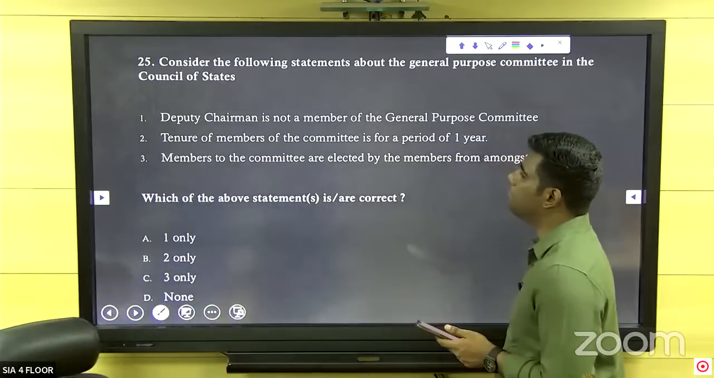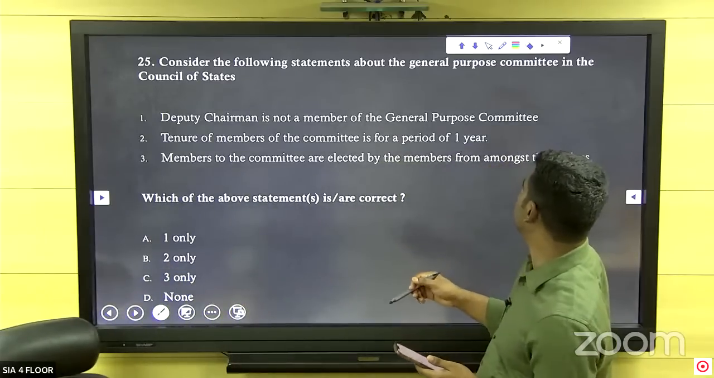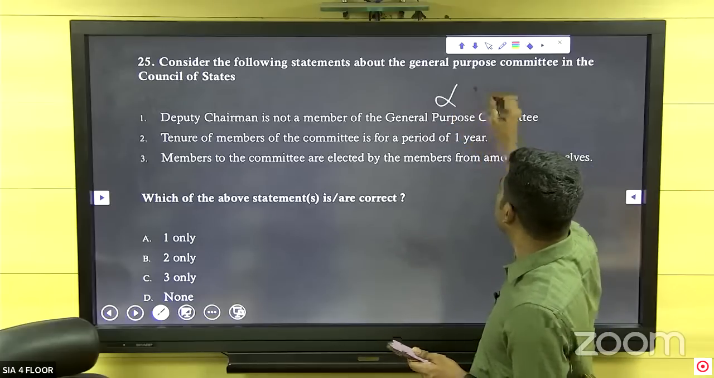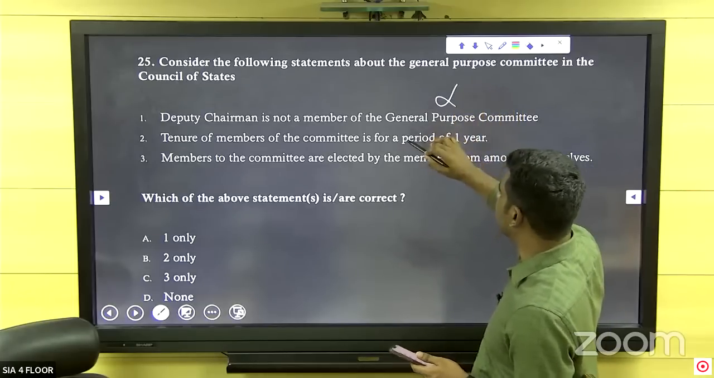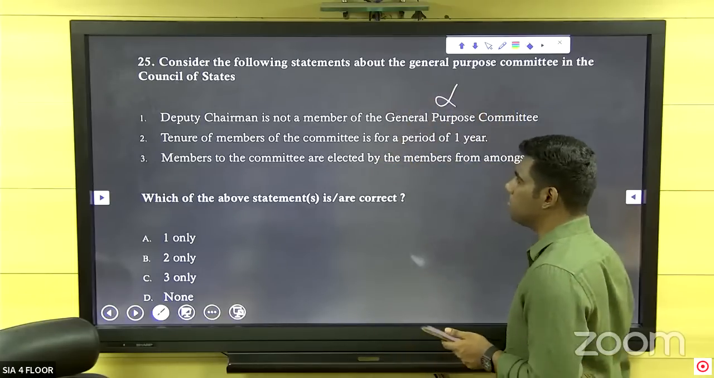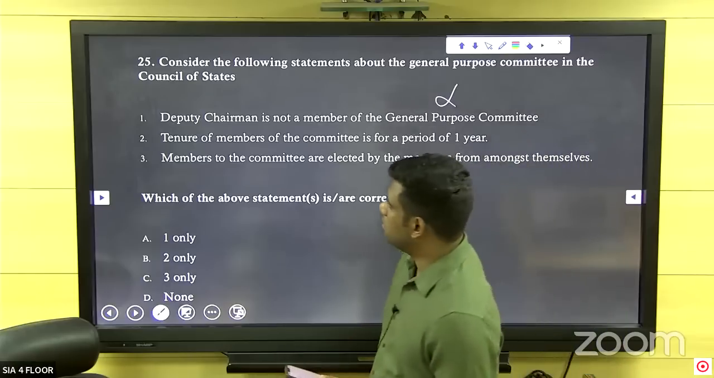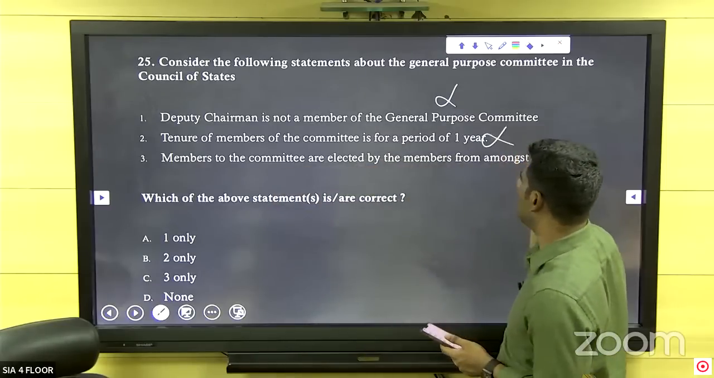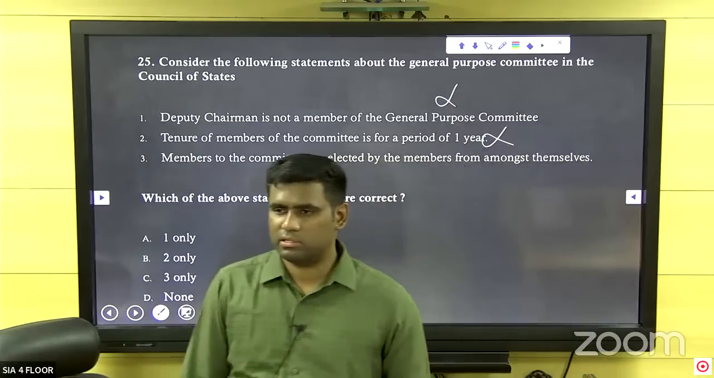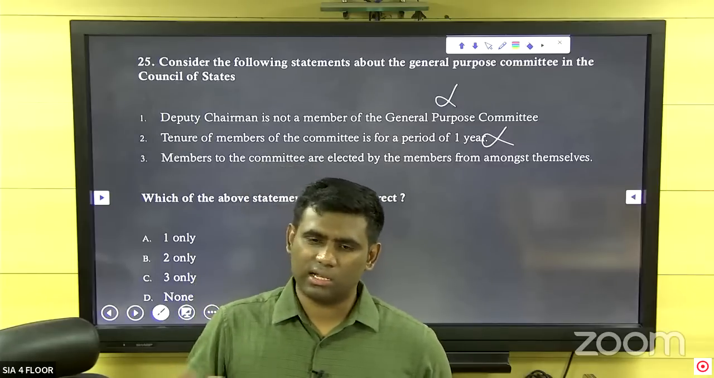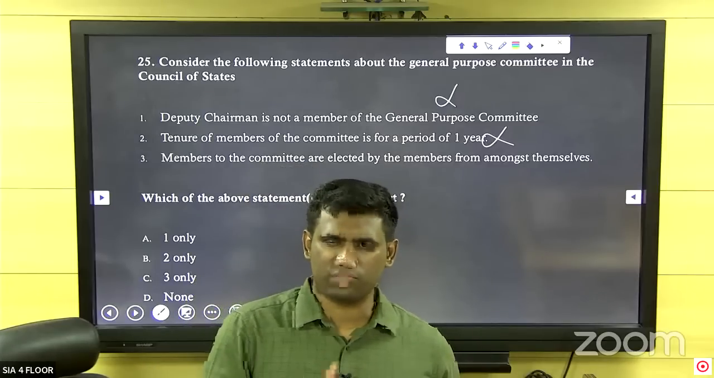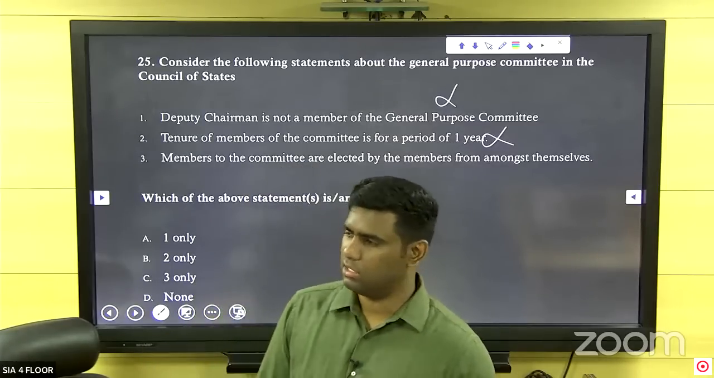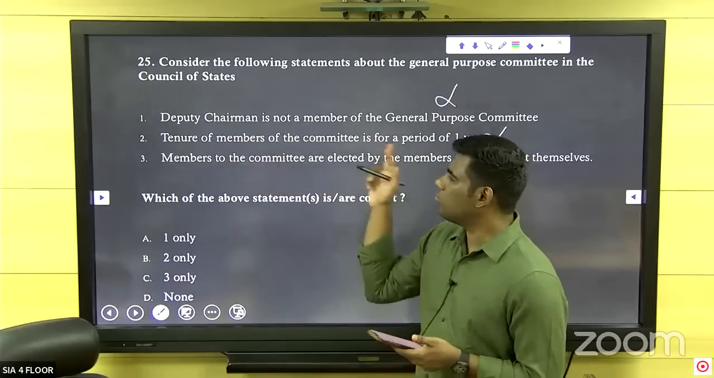Okay, the deputy chairman is not a member of the General Purpose Committee. That's a wrong answer. The chairman of Rajya Sabha and the deputy chairman are all a part of the General Purpose Committee. So this is wrong. Tenure of members of the committee for a period of 1 year is wrong again. It is throughout the tenure of the House, unless the member resigns or his seat in the committee becomes vacant.